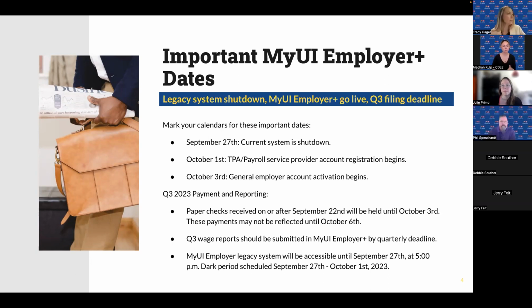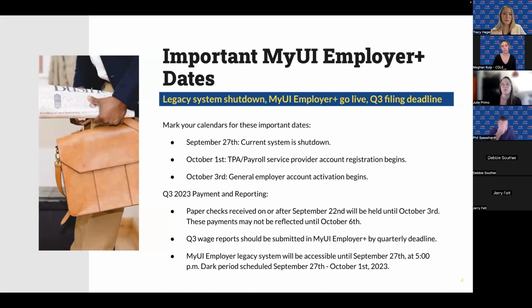I know some of you TPAs are right at the very end of the quarter and may have already planned to submit the report. That system will no longer accept reports as of the 27th. So if you plan to report before the system cutover, that's going to be the deadline for you. The October 1st date is the official go live date.